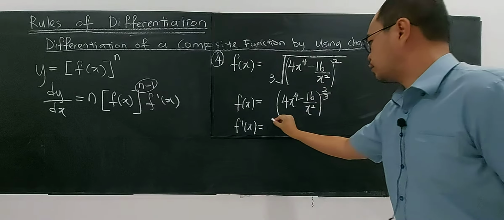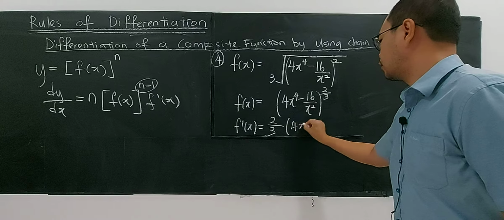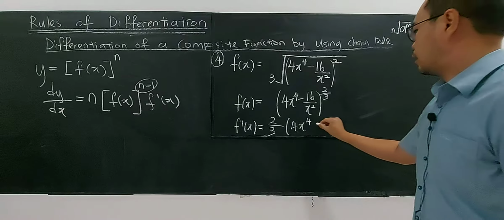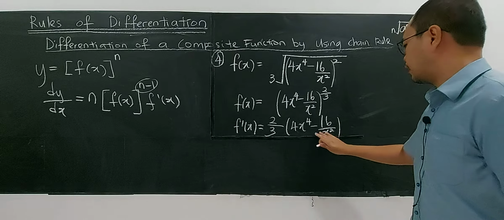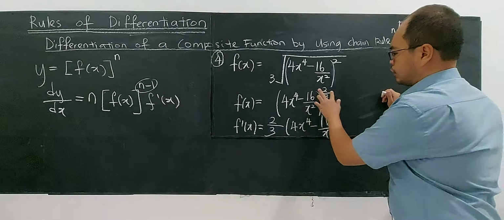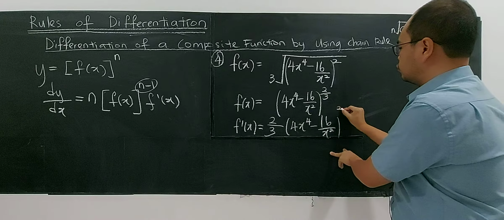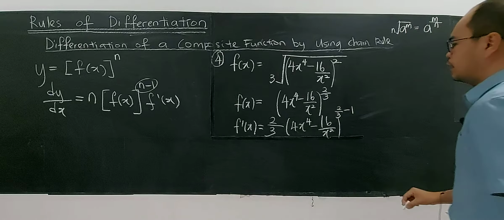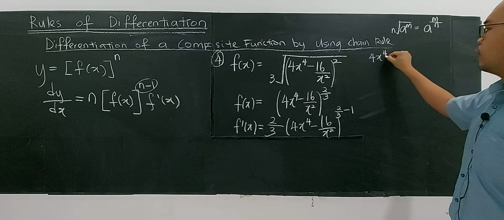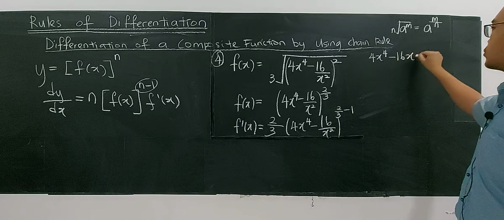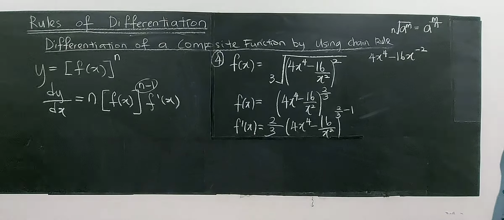So bring down the power, you have 2 over 3, right? 2 over 3. So then you have 4x to the power of 4 minus with 16 over x to the power of 2, right? As you know, you need to bring down the power and you copy back this thing. Then this one you minus 1, 2 over 3, you have to minus with 1, and you're differentiating the function inside. The function inside that is 4x to the power of 4 minus with 16x to the power of negative 2, right? X to the power of negative 2. So be careful while you're doing all this algebra.